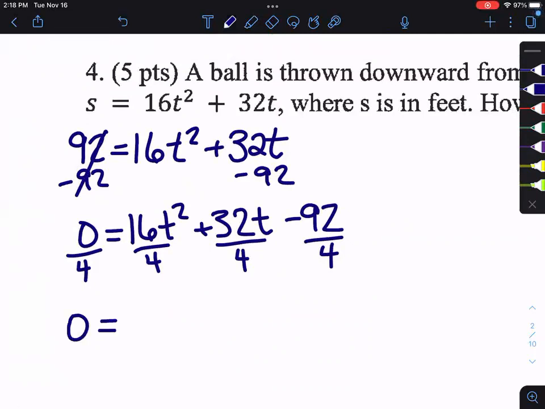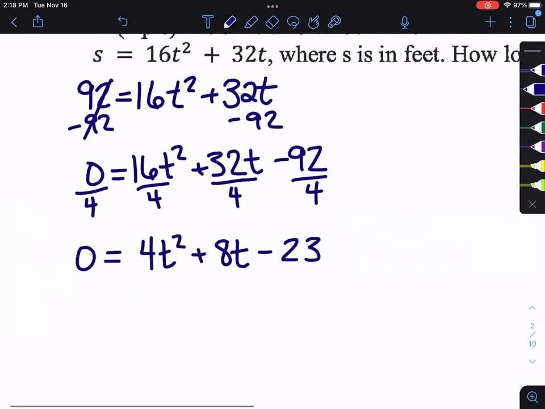So 0 divided by 4 is 0. 16 divided by 4 is 4. The t squared comes down, plus 8t minus 23. Now we could try to factor this using our asterisk, but unfortunately it does not factor. So we're going to have to use the quadratic formula.